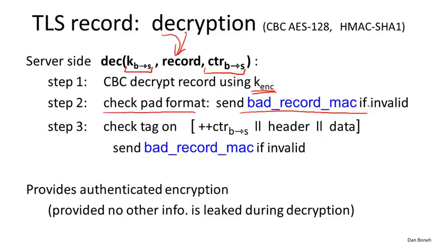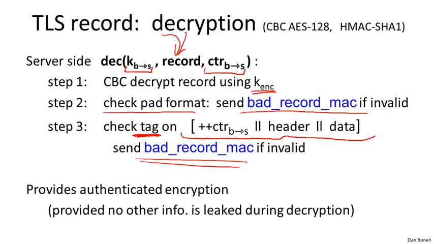The next thing it's going to do is extract the tag from the record, which would be the trailing bytes in the record after we remove the pad. Then it's going to verify the tag on the header, the data, and its value of the counter. If the MAC doesn't verify, again, it's going to send a bad record MAC alert and tear down the connection. And if the MAC does verify, it's going to remove the tag, remove the header, and the remaining part of the record is the plaintext data that's given to the application.